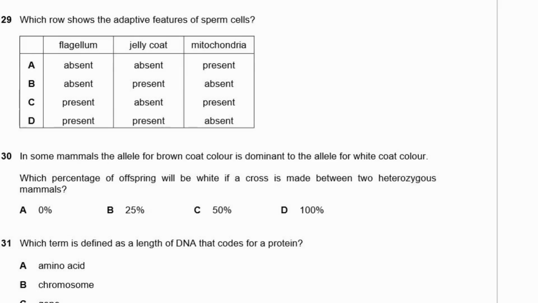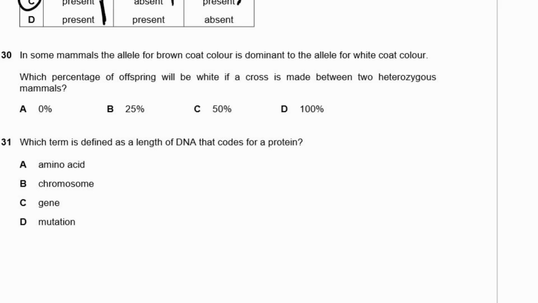Question 29. Which row shows the adaptive features of sperm cells? These are things on the sperm cell that make them do what they need to do. Do sperm cells have a flagellum? Yes. That helps them move to where they need to be. Do sperm cells have a jelly coat? No. The egg cells have a jelly coat, so that isn't an adaptive feature of a sperm cell. Mitochondria, they have lots of mitochondria because they need a quick burst of energy to do what they need to do, so it's present. So the answer to this question is C.